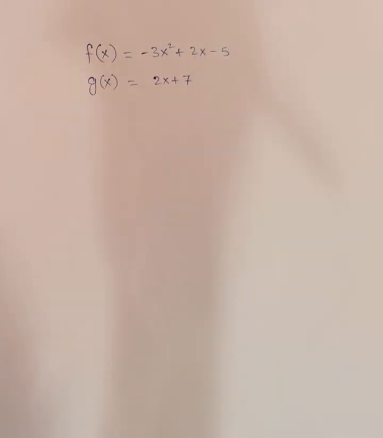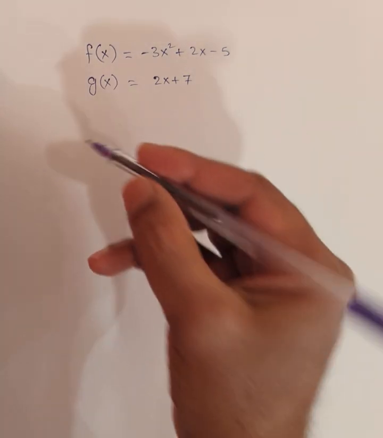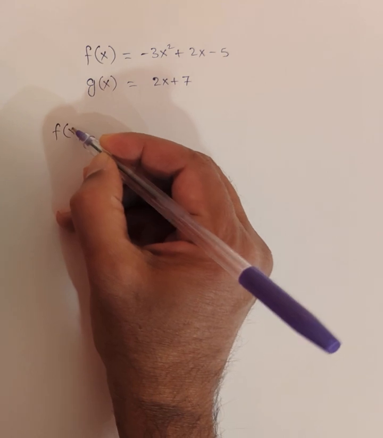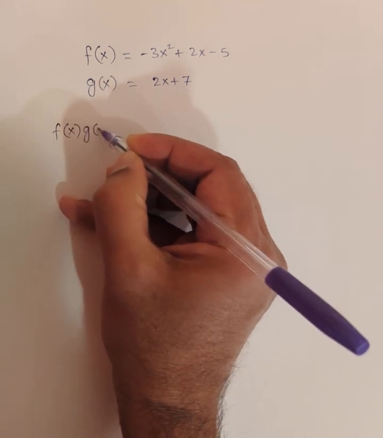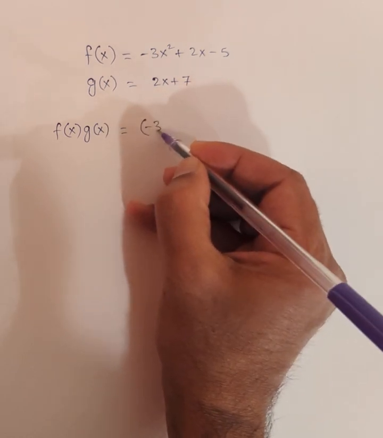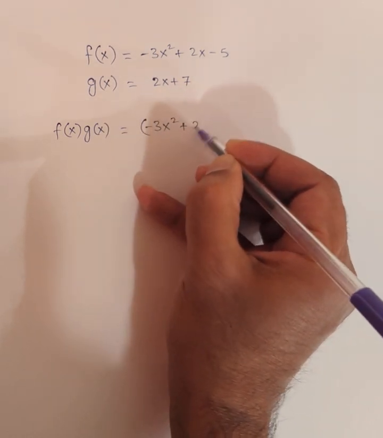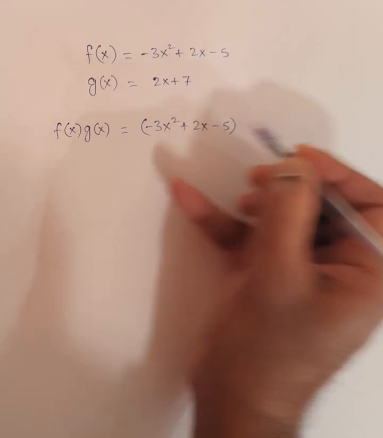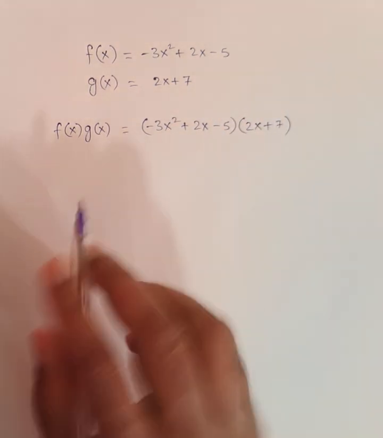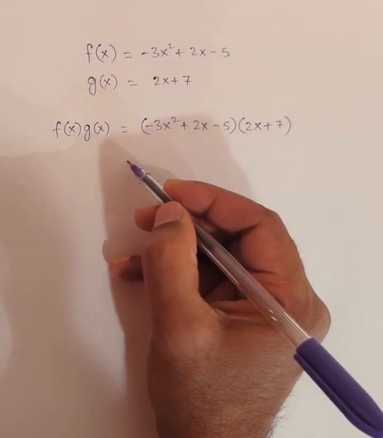Now, some students will confuse composition with multiplication. Those are two different things. So let's talk about multiplication first. If you have to multiply these two functions, f of x, g of x, then you simply write negative 3x squared plus 2x plus 5, and you multiply with 2x plus 7. Now this is not composition, I just want to make it clear.